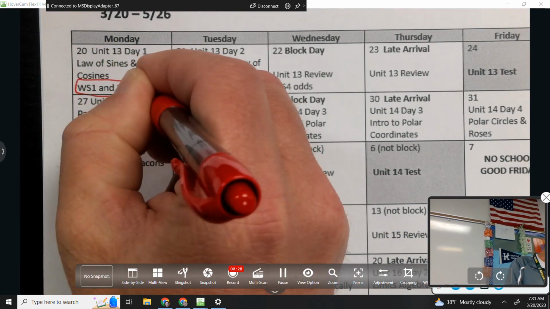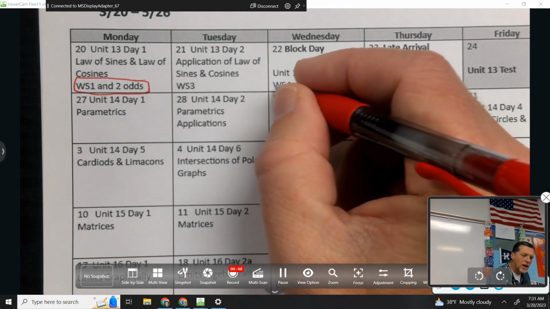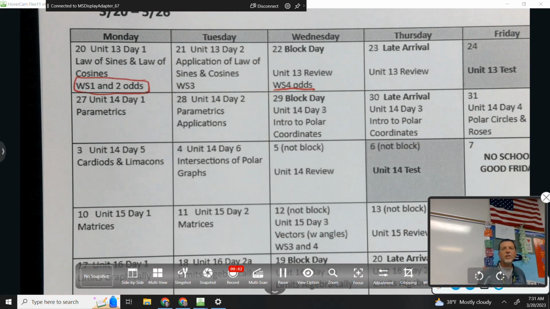today's assignment is worksheet 1 and 2, but the odds. So half of 2 worksheets is the same as all of 1 worksheet, right? This is a little bit of math for you. And then even on block day, we'll just say the odds on the review. So try to pare it back a little bit.